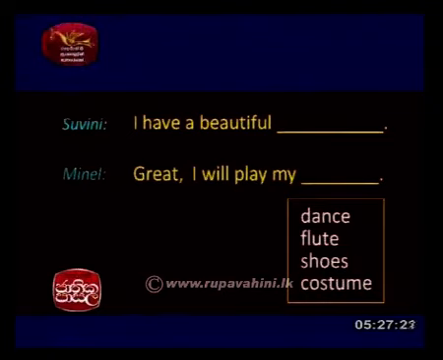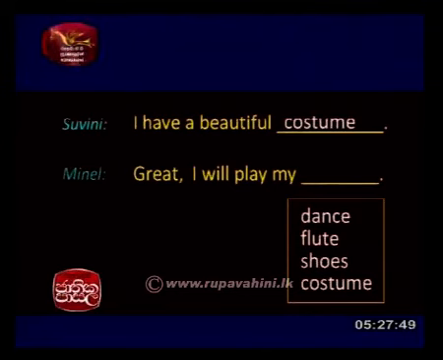Suvini: I have a beautiful blank. Minel: Great. I will play my blank. Right. What are the words? Dance, flute, shoes, costume. Now we are continuing with the same conversation, children. It's a dialogue, yes, here between Suvini and Minel. I have a beautiful costume.